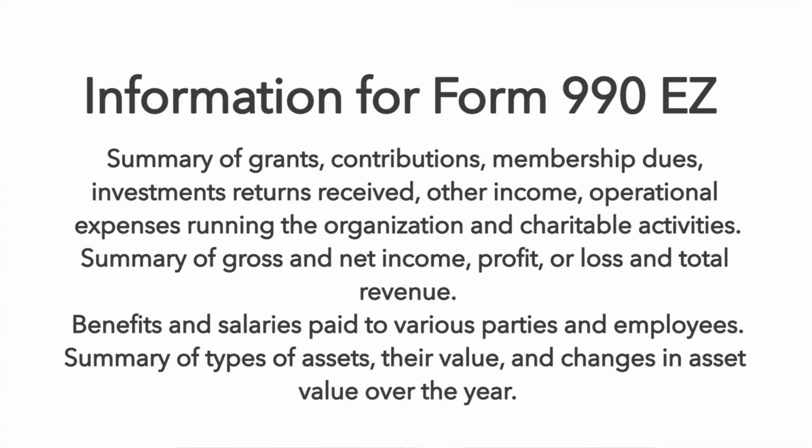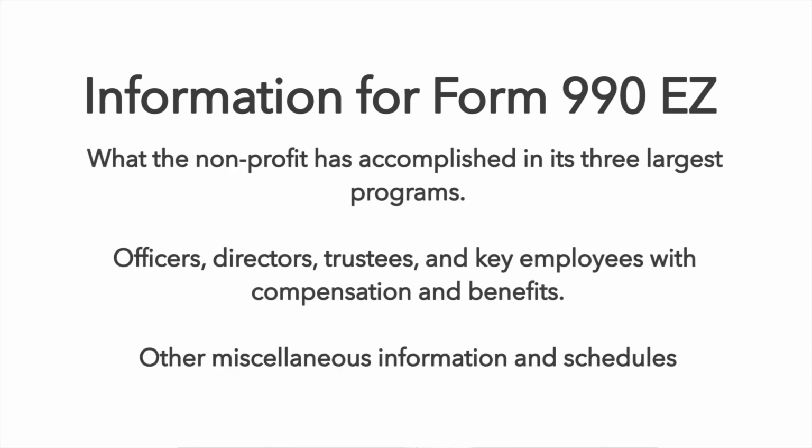Form 990EZ is, as expected, the easy version of Form 990. In addition to the information on Form 990N, you'll also need a summary of grants, contributions, membership dues, investment returns received, and other income, summary of operational expenses and money spent on running the organization and charitable activities, summary of gross and net income, profit or loss, and total revenue, benefits and other salaries paid to various parties and employees, summary of types of assets, their value, changes in asset value over the year, what the nonprofit has accomplished in its three largest programs, officers, directors, trustees, and key employees with compensation and benefits, other miscellaneous information and schedules. Oh, by the way, that was the Form 990EZ.